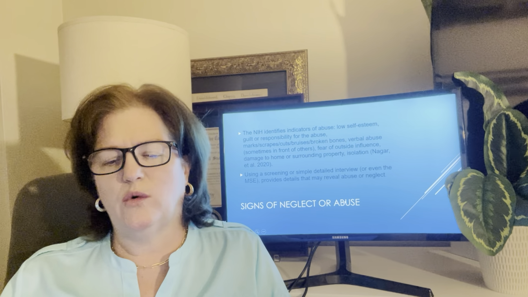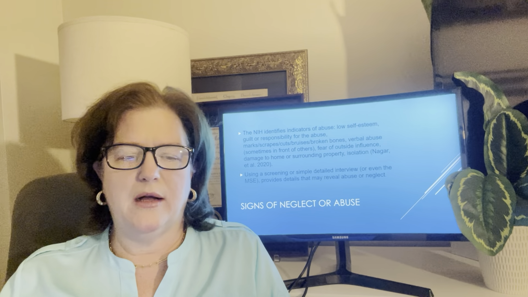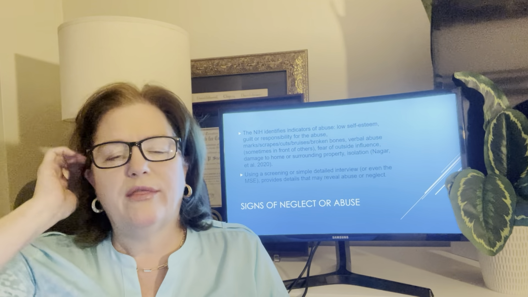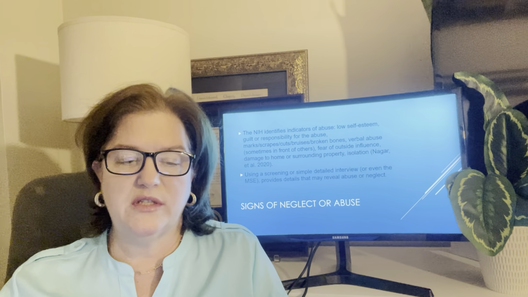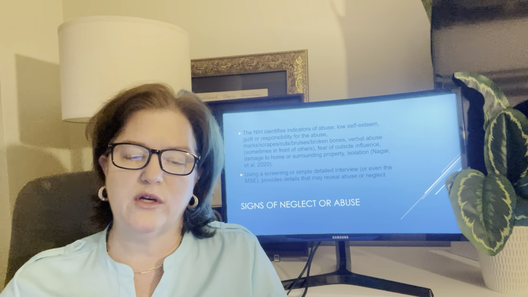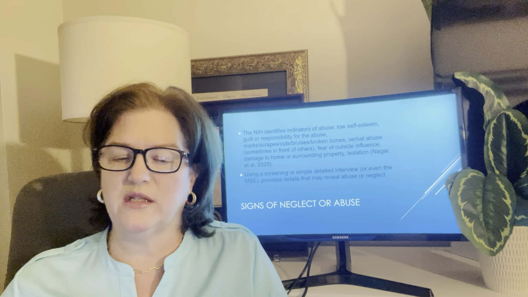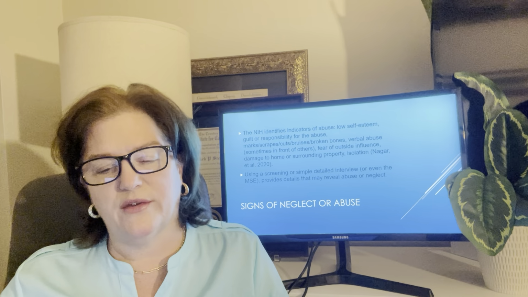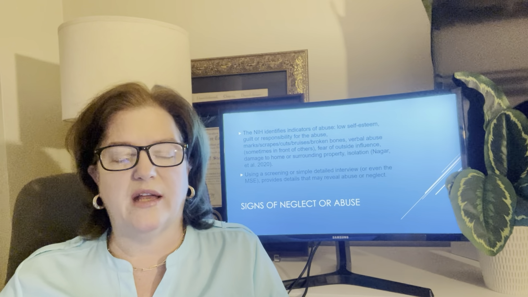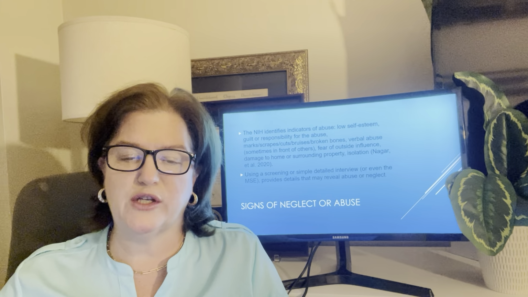Signs of neglect or abuse. Now, this is another one of those essential points within the review. The National Institute of Health identifies indicators of abuse, which would include low self-esteem, guilt or responsibility for abuse, physical signs like marks, scrapes, cuts, bruises, broken bones, verbal abuse, which sometimes happens in front of others, fear of outside influence, damage to home or surrounding property, and isolation.